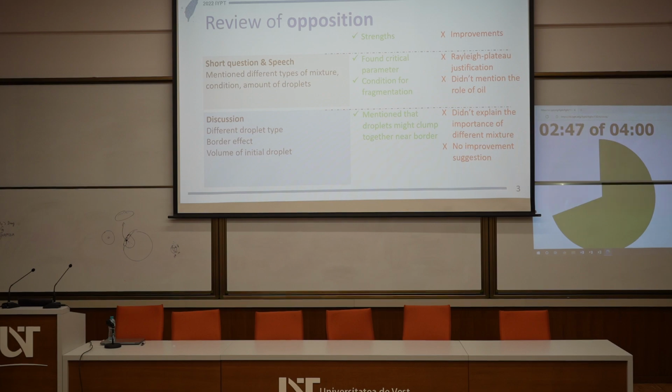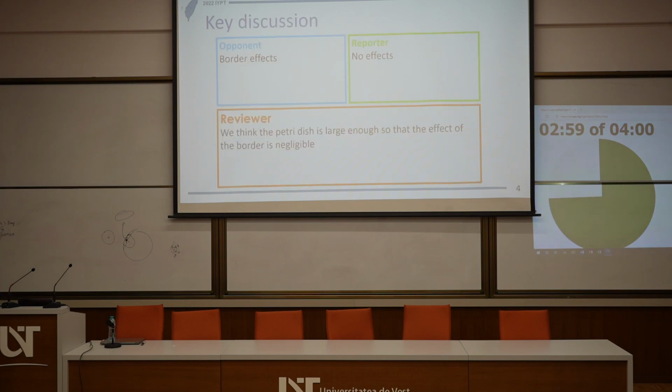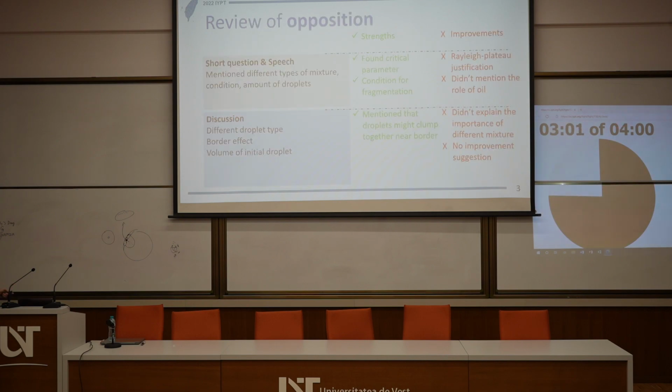And during these discussions, they talked about the different droplet types, the order effect, and the volume of the initial droplet. They did mention that if the droplet drops near the edge, it might come together, but they didn't explain the importance of different mixtures. And there were not enough improvement suggestions.